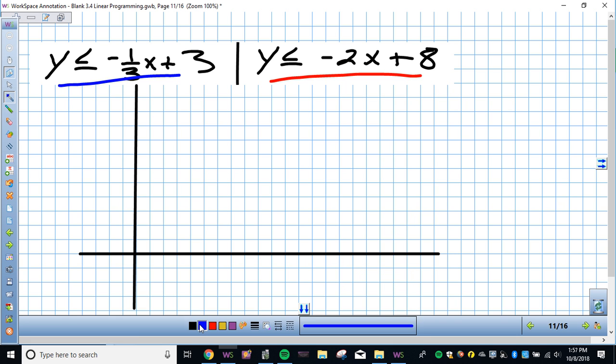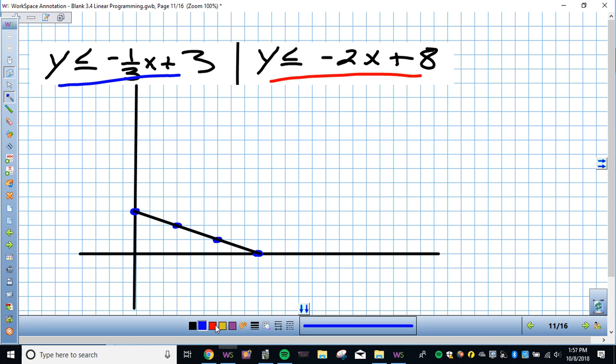So our blue line, we're going to start up 3 and go down 1, right 1, 2, 3. Down 1, right 1, 2, 3. Sometimes when you do these problems, it's a good idea to count out your slope until you get down to the x-axis, because a lot of times you need to know where it's going to cross the x-axis, so it just makes it a little easier on you. And then we can draw our line in.